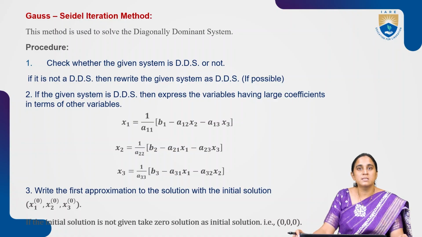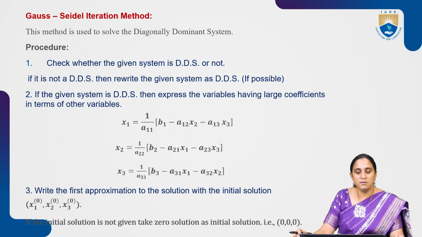That method is the Gauss Seidel iteration method. Mainly, this method is used to solve a diagonally dominant system. Diagonally dominant means that in the given linear system of equations, the diagonal values are higher compared to the remaining values.